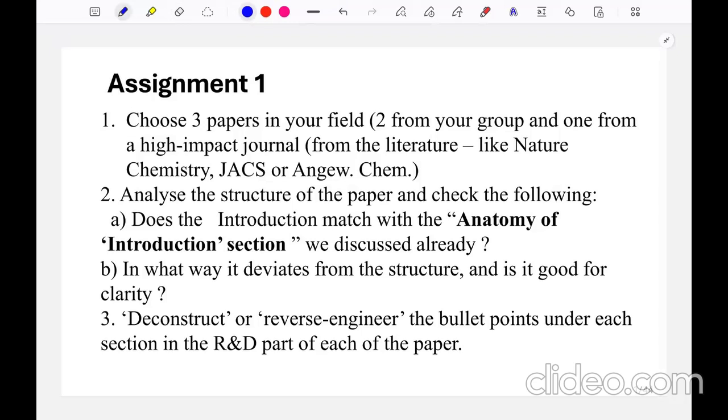In this video, I will be discussing the assignment from our research writing course. In the assignment, we have to choose three papers from our field. Like I am from the computational field, so I have to choose three relevant papers from the computational field, two from our group and one from a high impact journal like Nature Chemistry, JACS or Angewandte Chemie.